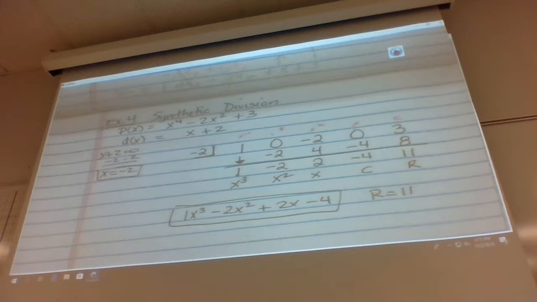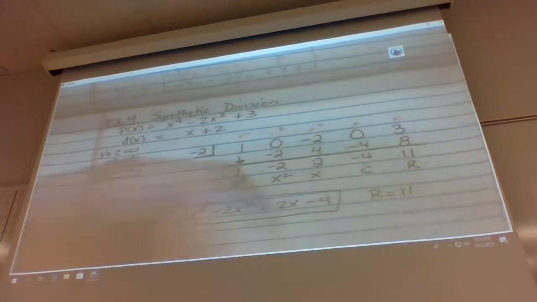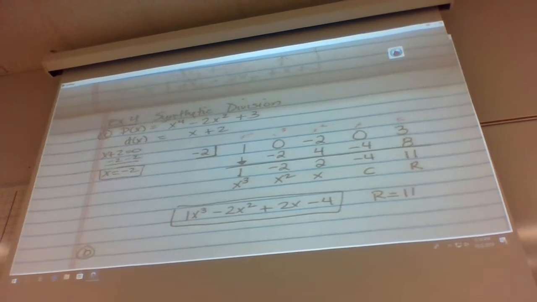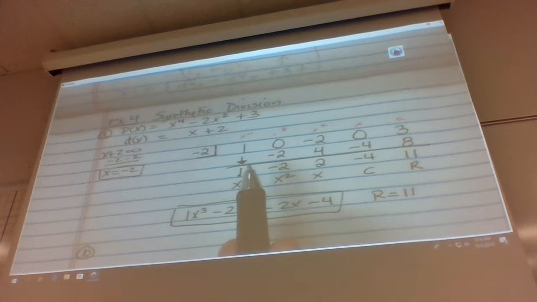But you said you can only use this method if it's a factor, right? Yes, but everything that I saw on my math lab is just a factor. Then like d of x equals x squared plus 2, you have to use long division. Factor means it has no power? Yes, exactly.